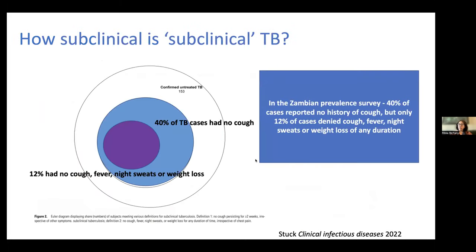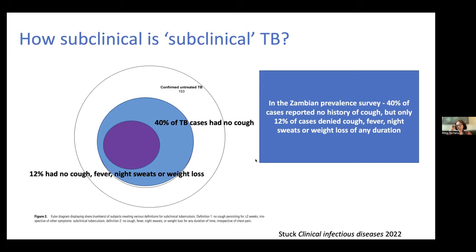So there's a lot of debate as to how truly subclinical is subclinical TB. If you push hard enough, if you weigh people and measure their BMI and really probe about fatigue and lymph nodes and fever and night sweats and weight loss, are they truly, truly subclinical? Are they symptom unaware? Do they just not have cough, or do we just do a poor job of asking people about their symptoms? Maybe symptom screening is just poorly done.